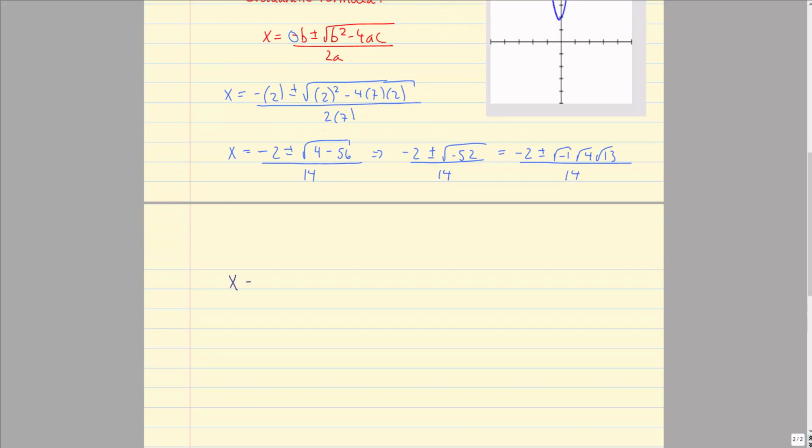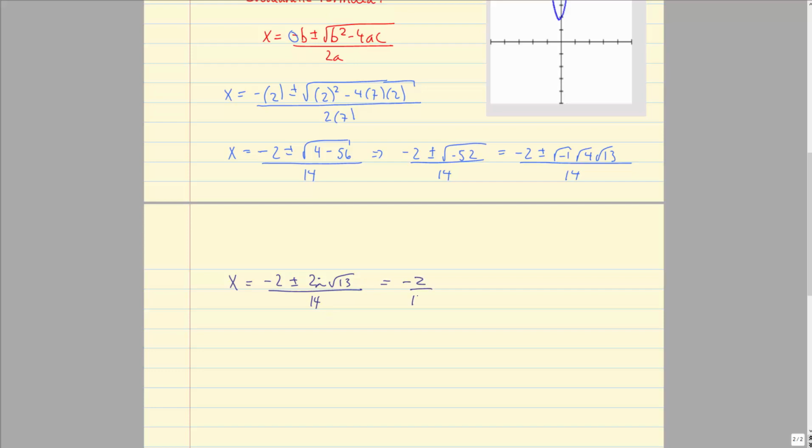So x is equal to negative 2 plus or minus, square root of 4 is 2, square root of negative 1 is i, so plus or minus 2i, square root of 13 doesn't break down any further, over 14. Now this is not in a plus bi form. We need to put this in a plus bi form, so I need to split this up into two different fractions and simplify. There's two ways we can do this.